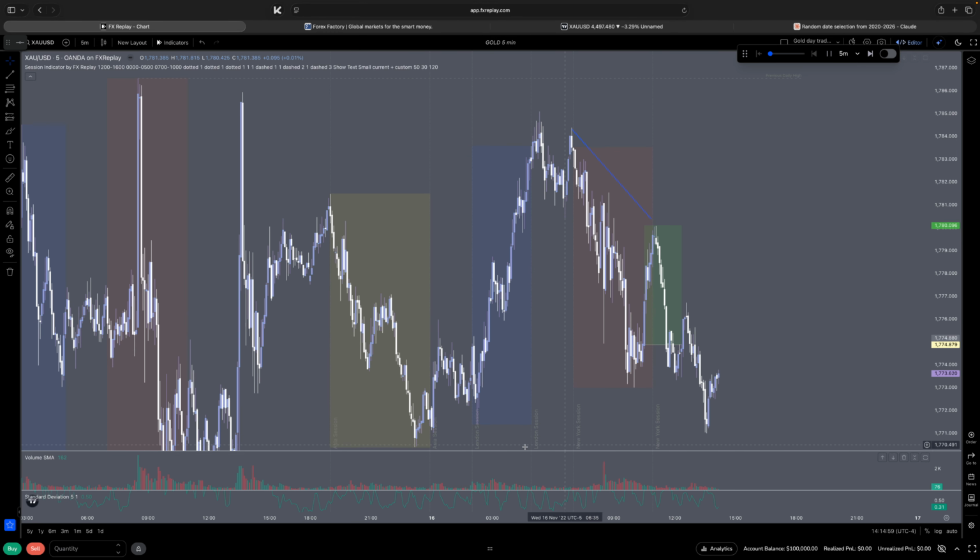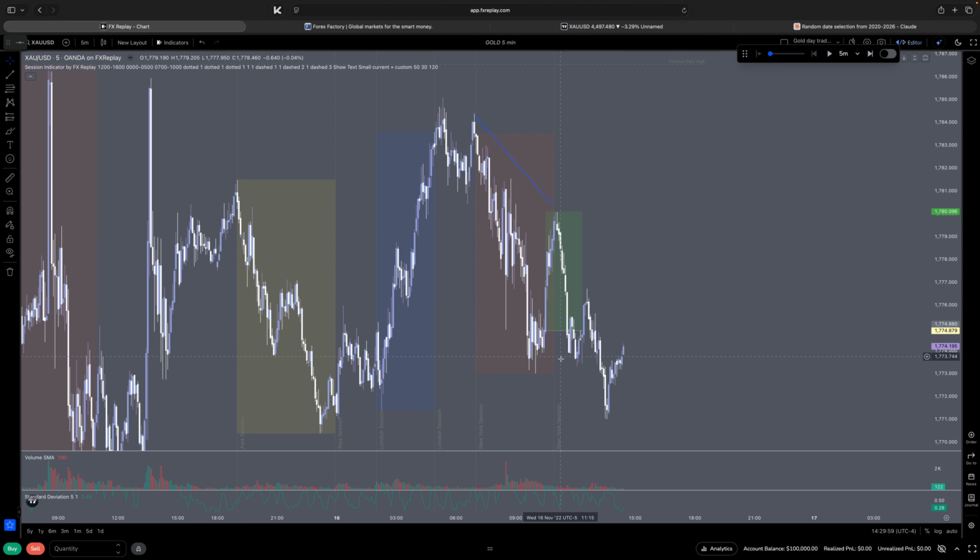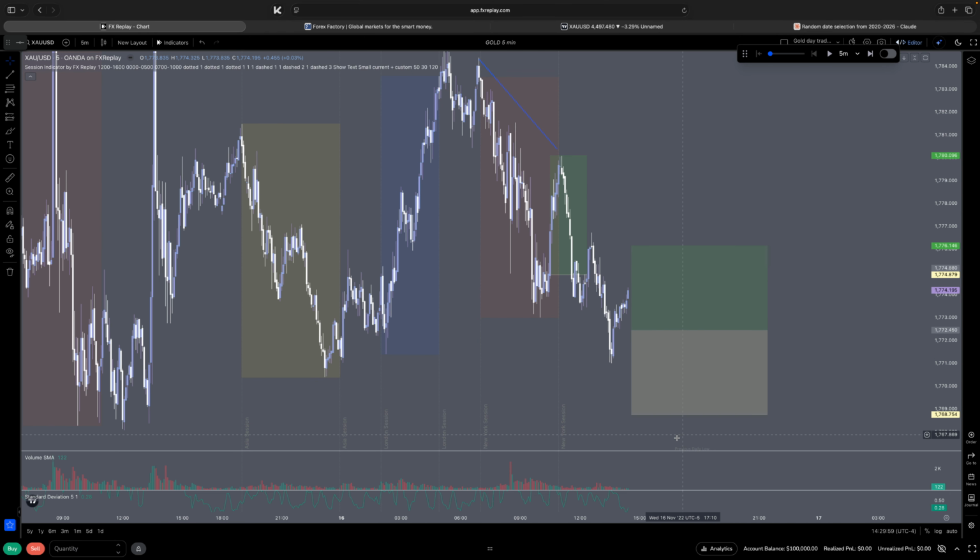A lot of the time in Asia you get insane price action, man. This looks really good as well. We swept London and New York low, and then you can literally just go long here. But yeah, it's not the model, so we're not gonna do that.